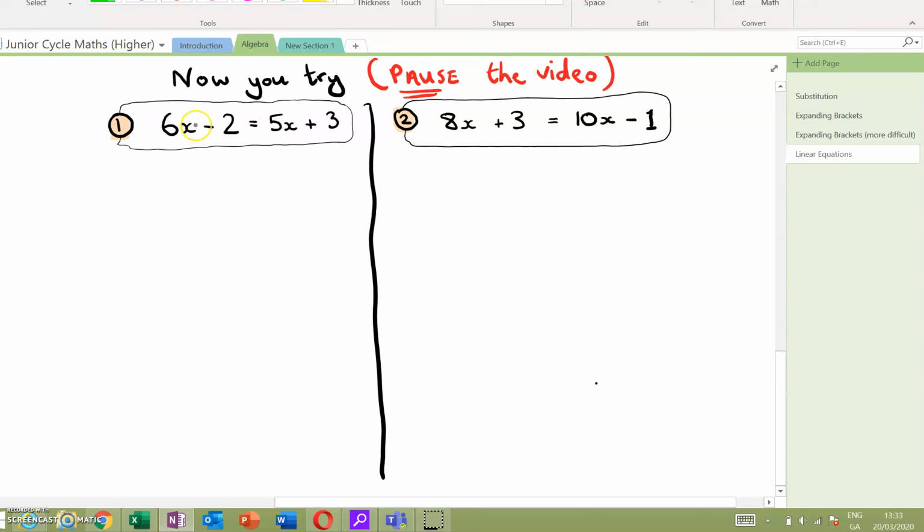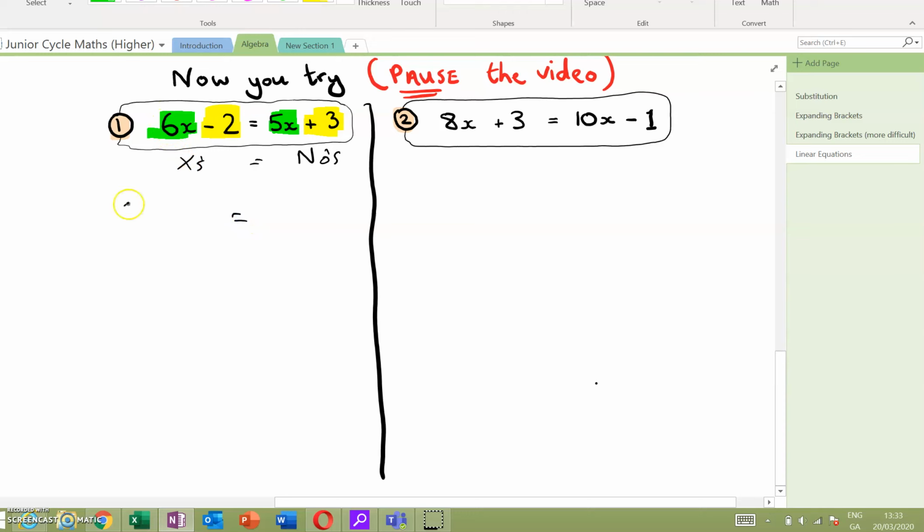Right, what's in the wrong place? We have numbers here and here. And we have x numbers here and here. And we've got to move them so that they're all on the same side. X's should be over here. Numbers should be over here. Equals should stay in the middle.